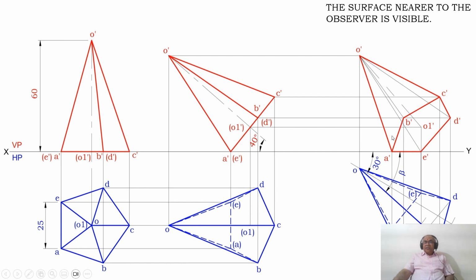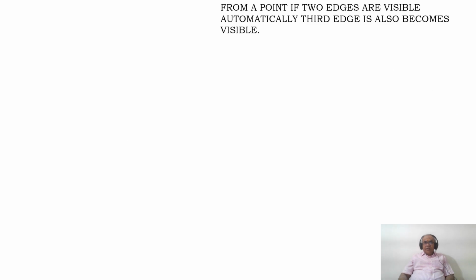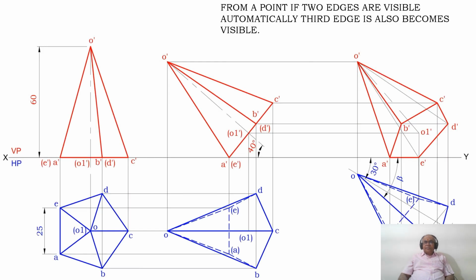Now we can see the entire pentagonal surface is near to the observer. Then, from a point, if two edges are visible, automatically the third edge also becomes visible. So what does it mean? From a point, that is from B dash, C dash is one of the edges, and similarly B dash, A dash is also one of the edges.